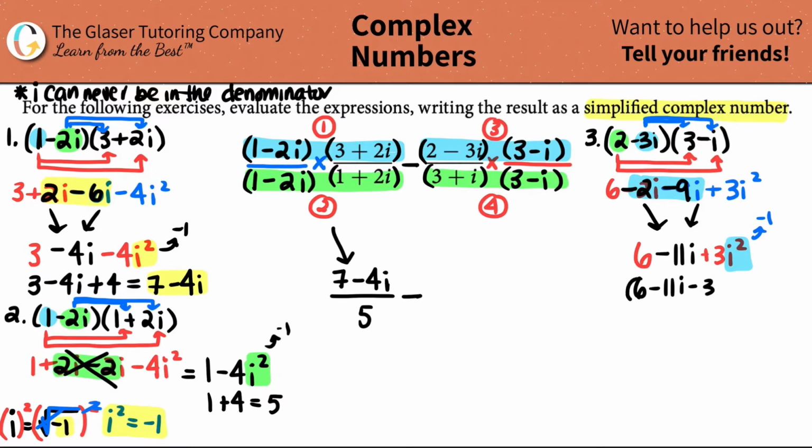Clean it up now. 6 minus 3. 6 minus 3 is 3. So that would be 3 minus 11i. And that's the answer to the numerator part. So I'm going to add my next fraction.